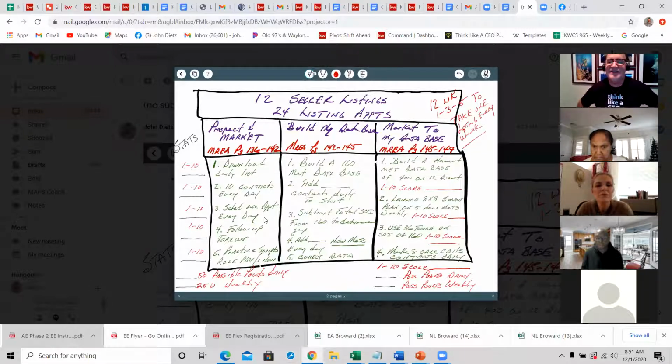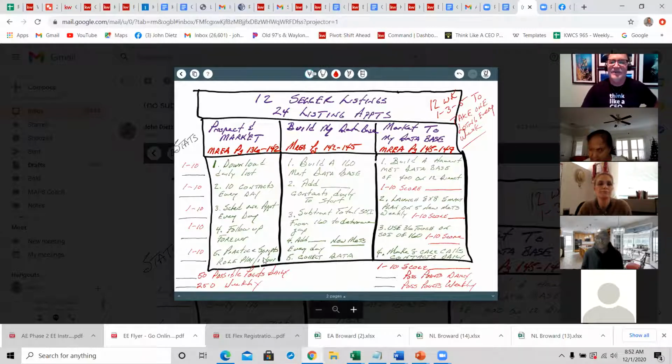Launch an 8x8 smart plan on 5 new mets every week, score of 1 to 10. Use a 36 touch on my sphere of influence of 160. Again, I'm going to score myself from 1 to 10 on the activities, not the results. This is my scoreboard. And make 8 care call contacts every single day to the 160 people in my sphere of influence. Again, I score myself 1 to 10 based on the activities, not the results. And I have a total potential score every day of 10, 20, 30, 40 points a day or 200 points a week.